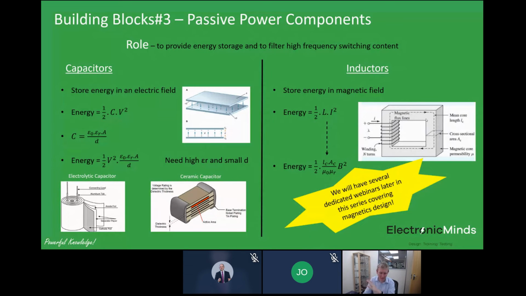And again, we're going to be talking in depth about how to go about designing those magnetic components in later webinars. You can't really design your own capacitors unless you've got a specialist supplier or something like that. So you normally just have to buy those and specify them correctly. However, with inductors and transformers, it's really, really key for good power electronics to understand the principles of how to design magnetic components. And I'm very much looking forward to going through that on our later webinars.